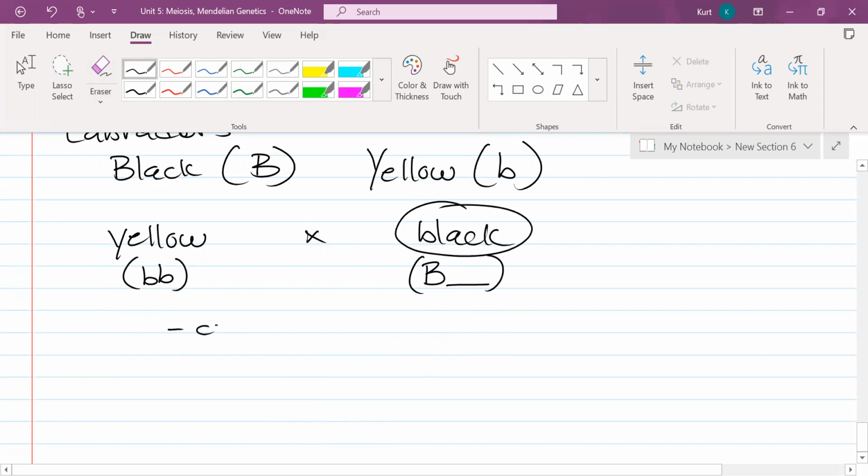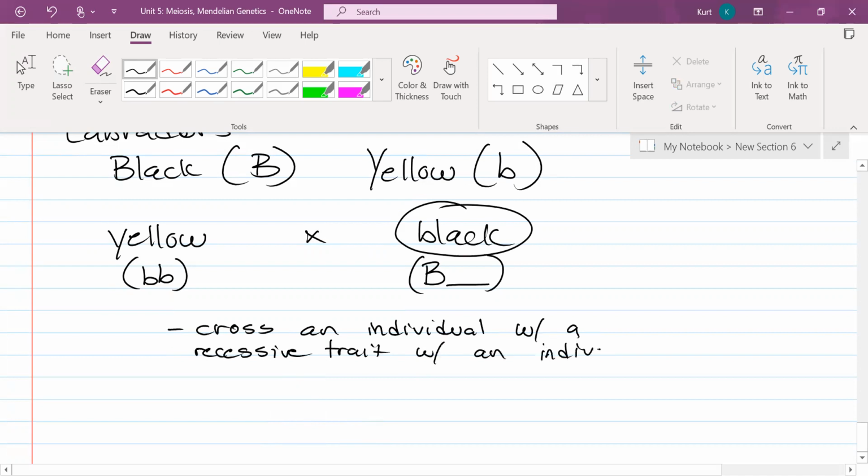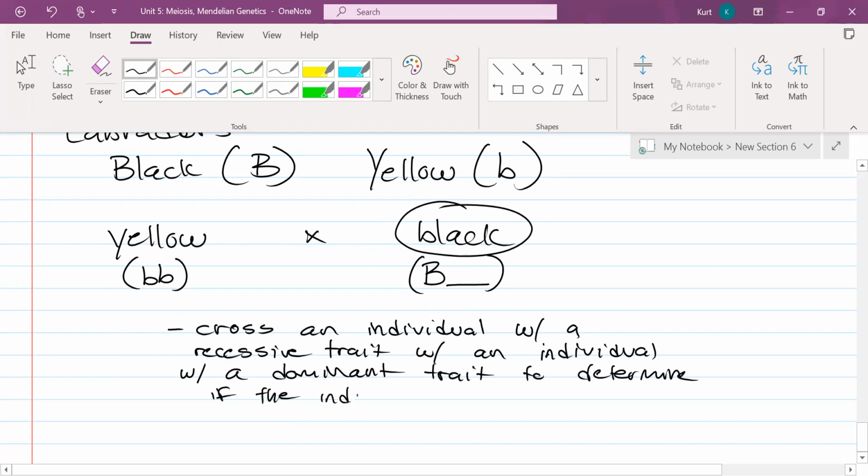A test cross is where you cross an individual with a recessive trait with an individual with a dominant trait to determine if the individual with a dominant trait is homozygous dominant or heterozygous.